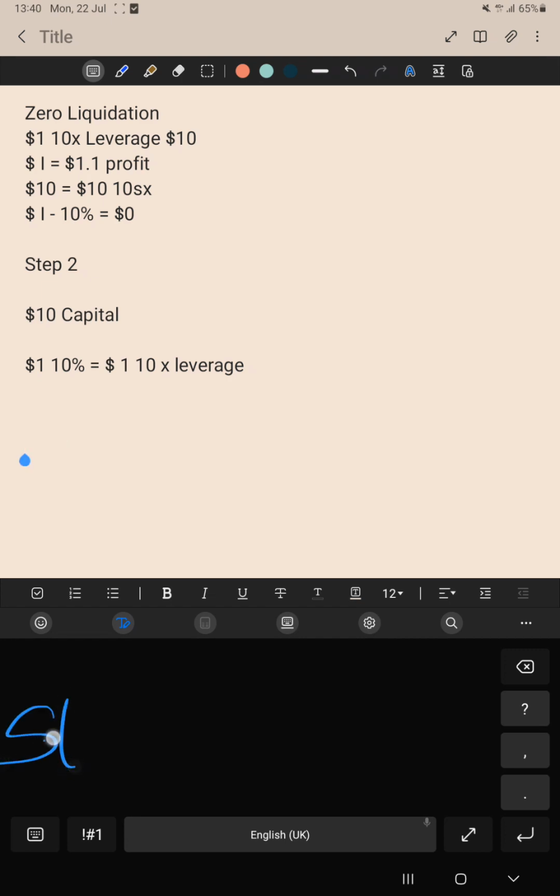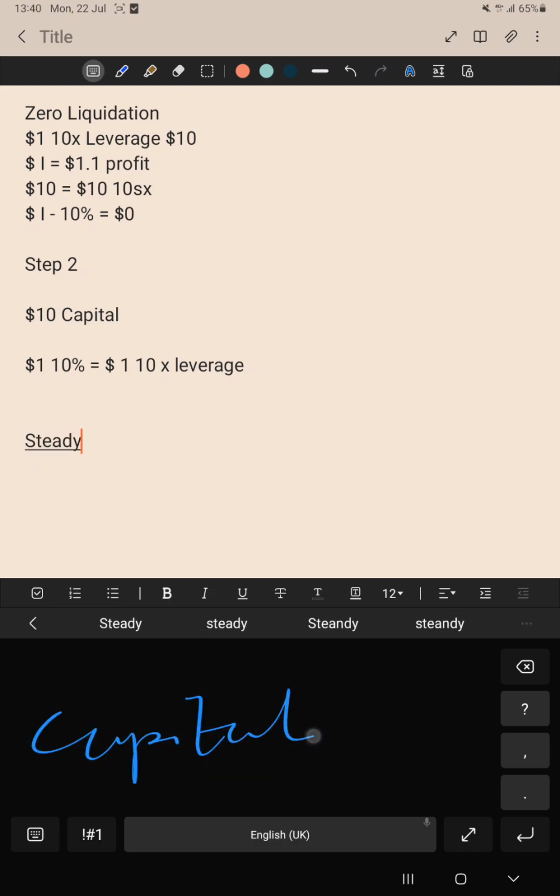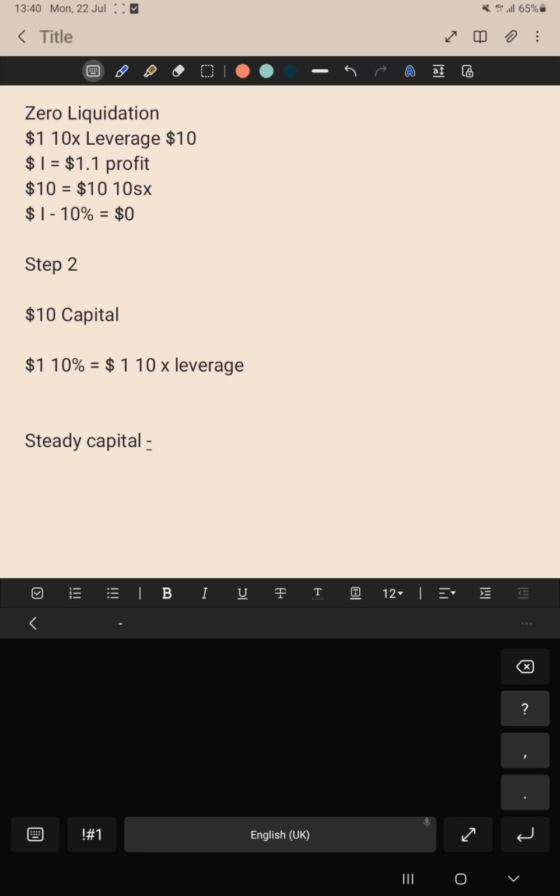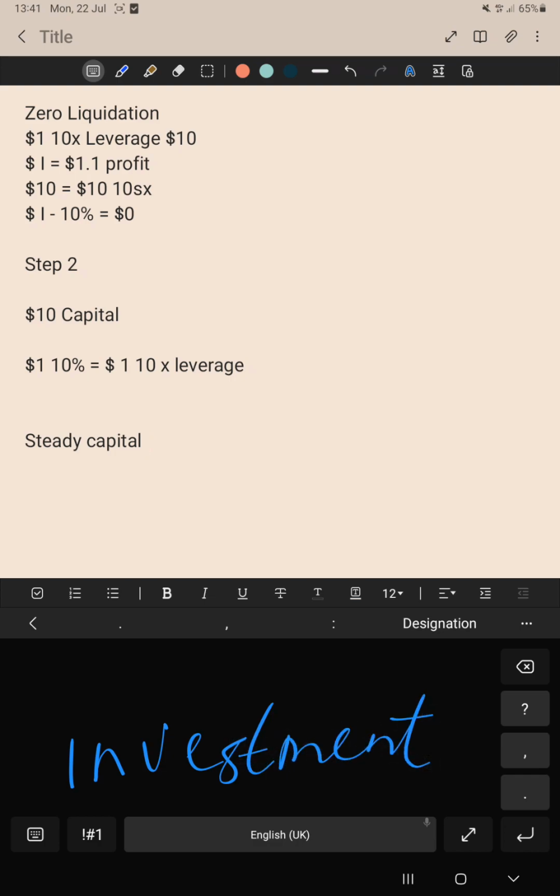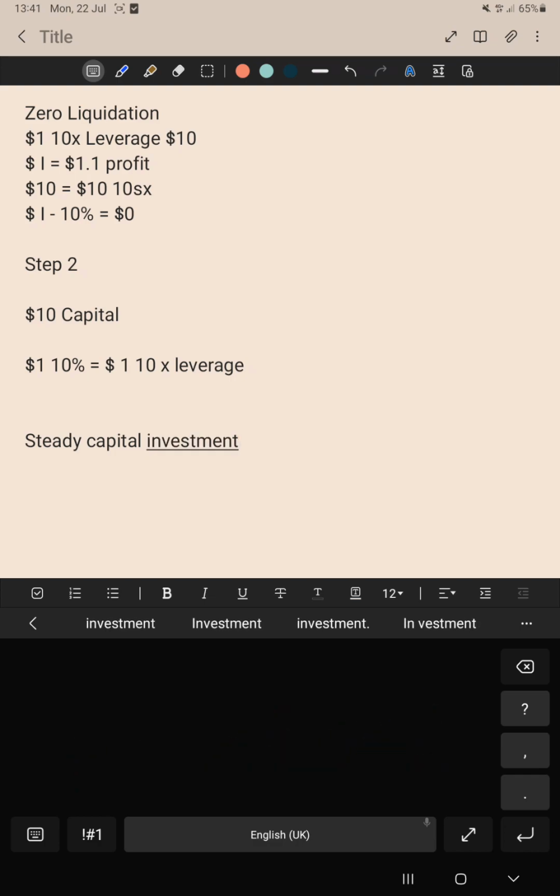Steady capital investment. Good. What is steady capital investment? That's the first thing you need to have. And then the second thing you need to think about is your chosen currency. Let's call it chosen coin.